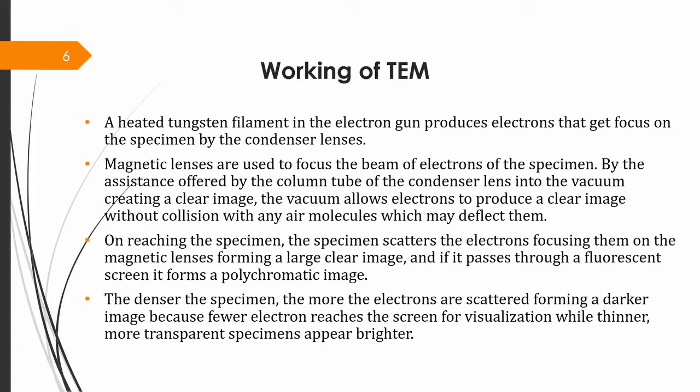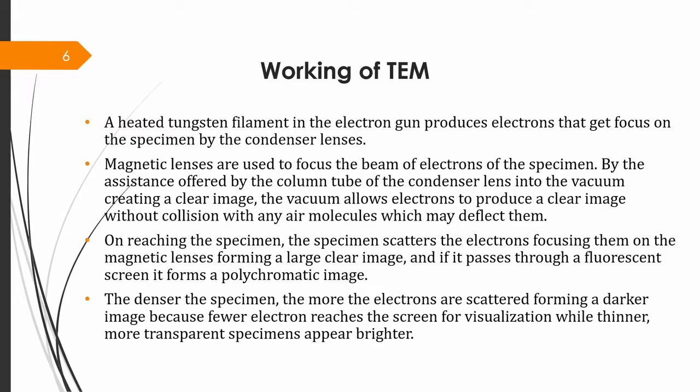In the working of transmission electron microscope, the electron beam from the electron source or electron gun gets focused onto the specimen by the condenser lenses. These are magnetic lenses. Also, these condenser lenses have a column which makes it easier to get a clear image by creating vacuum, which prevents electron collision.